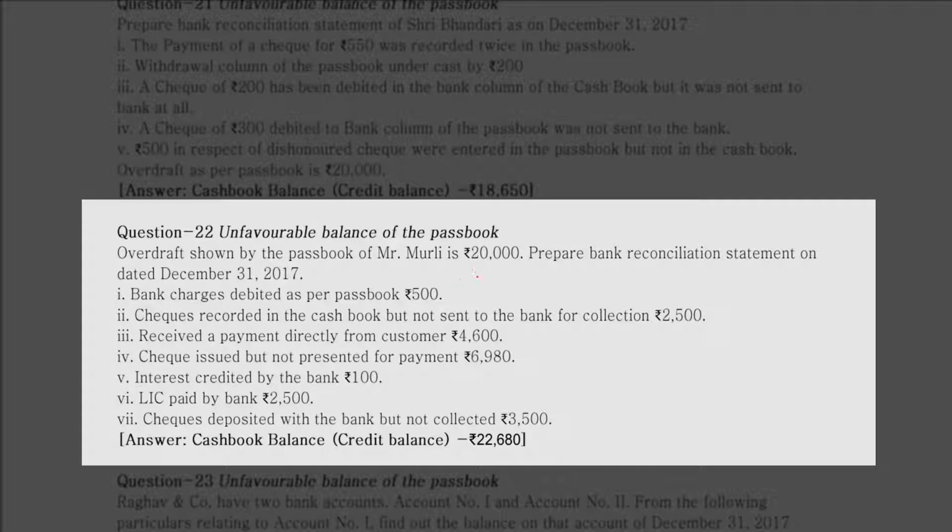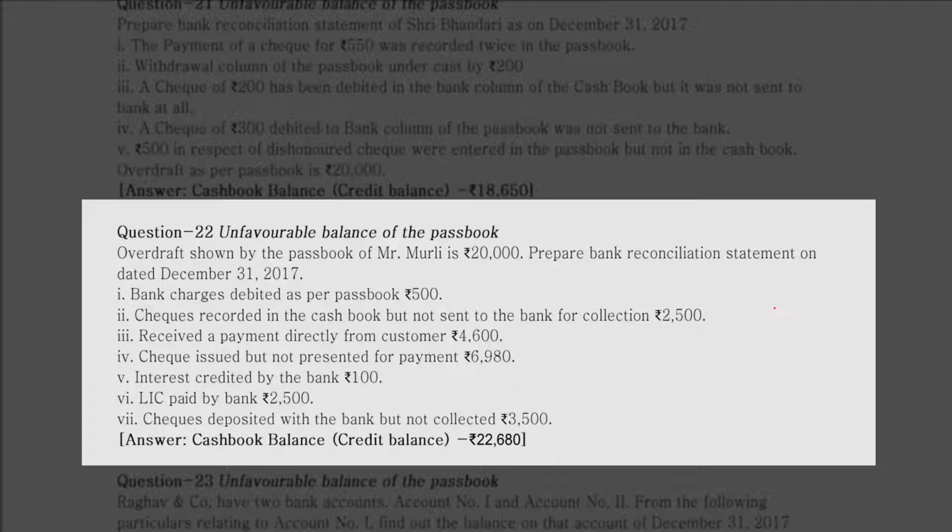Let's solve question number 22. Passbook balance negative 20,000. Bank charges as per passbook. Check recorded in the cash book, but it was not sent to the bank for collection. It is basically recorded in the cash book, but it is not shown in the passbook. Passbook is the starting point. We'll just add there as well, because this is the amount that we should have received. So this is deposit. Received a payment directly from the customer.